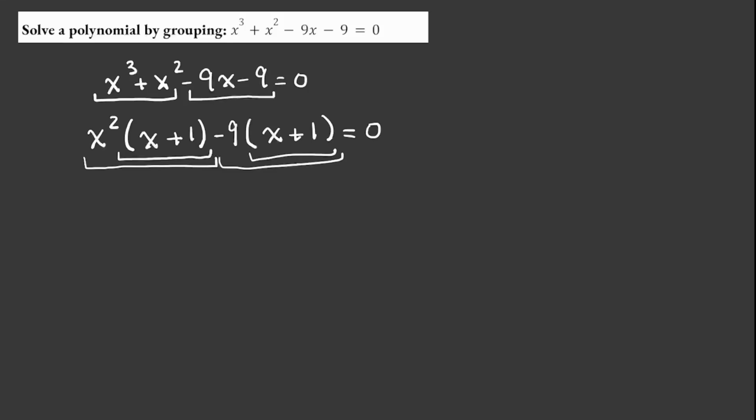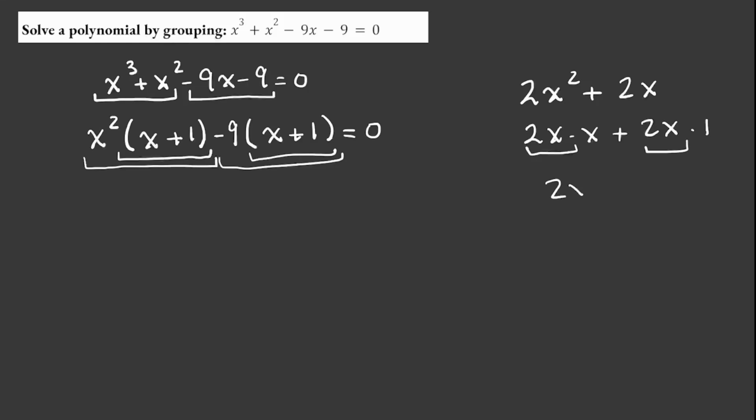Whenever you have, for instance, 2x squared plus 2x, notice that this could be rewritten as 2x times x plus 2x times 1. Here I have a 2x and a 2x being multiplied for every term, so I can factor out this 2x, and then you have x plus 1. I'm going to use the same method right here. Since I have x plus 1 and x plus 1 being multiplied by each of these terms, I can factor out an x plus 1 from each of these terms.